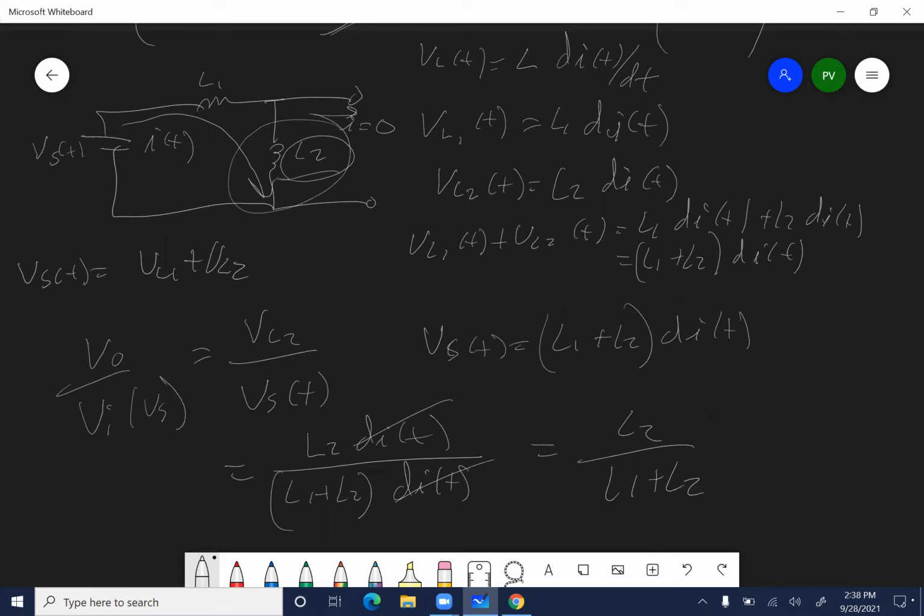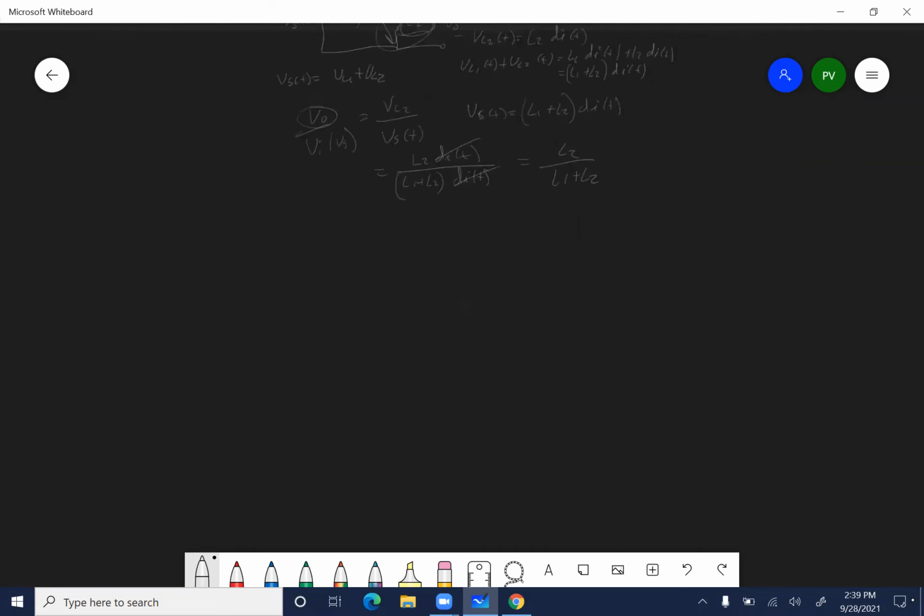V of 0, this is the output. Looking across that capacitor. Oh yeah, in this case, it's the inductor, it's VL2, yep. Either one. The reason why we say that is, let's see if our skills are mad.